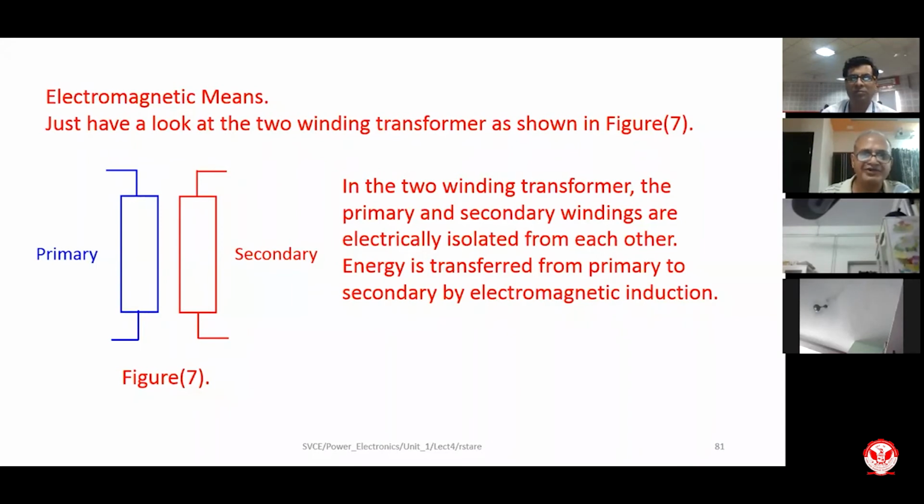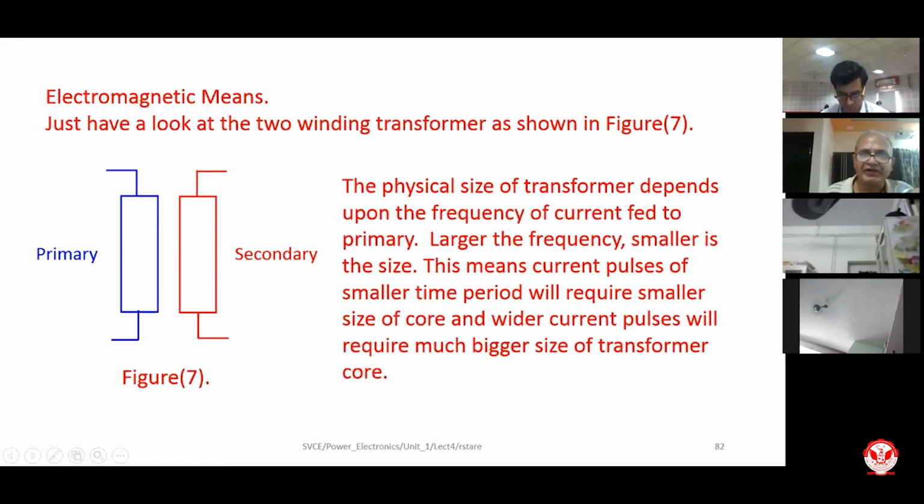We have been teaching this, and this transformer construction helps us a lot in power electronic converters. Let's see how we can do it. One important thing which one should understand is the physical size of the transformer. We have all been taught the design of transformers. The physical size of the transformer depends upon the frequency of current.